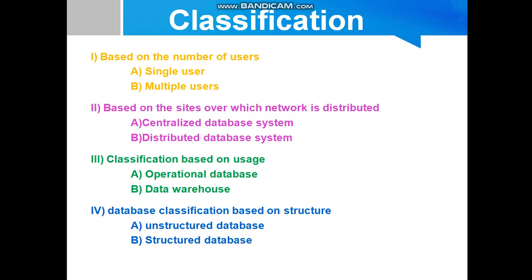This can be divided into two categories, centralized database system and distributed database system. The DBMS is classified based on usage. By the usage, it can be divided into operational database and data warehouse. And at last, database classification based on structure, it can be divided into unstructured database and structured database. Dear students, now we can discuss in detail about each one.